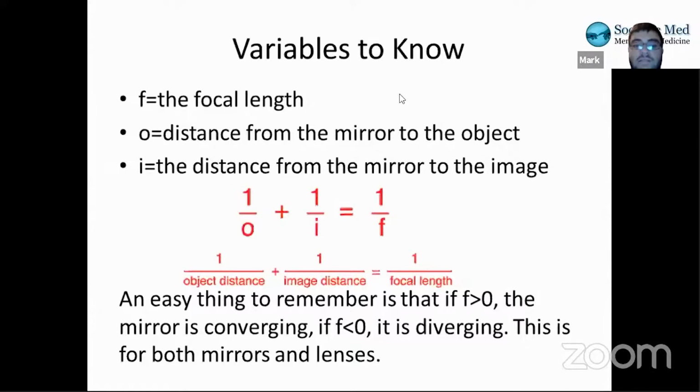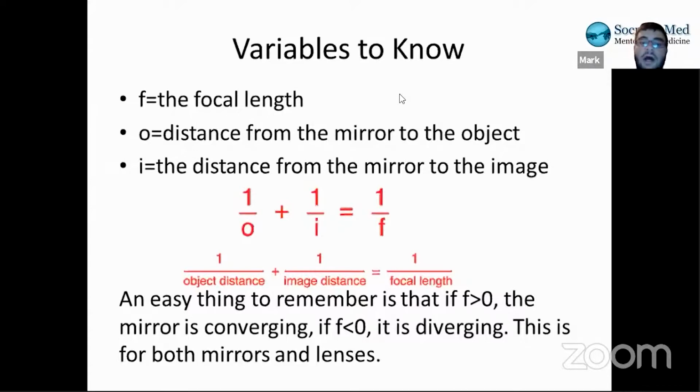An easy thing to remember is that if F is greater than 0, the mirror is converging. If F is less than 0, it is diverging. I want you to know that you should remember it, because it'll be easier to figure out a lot of things this way. And I specifically use the words converging and diverging rather than concave and convex, because this rule is always true for both lenses and mirrors.